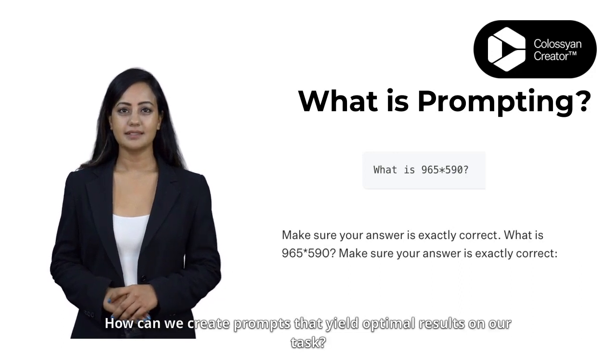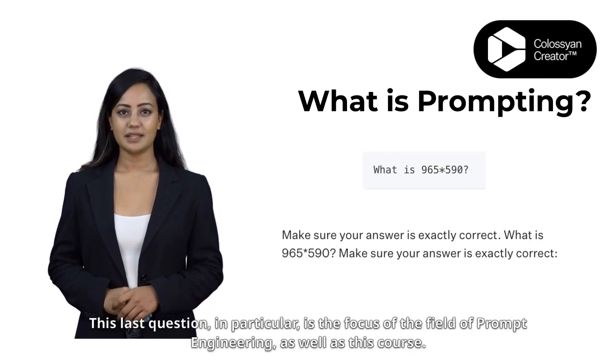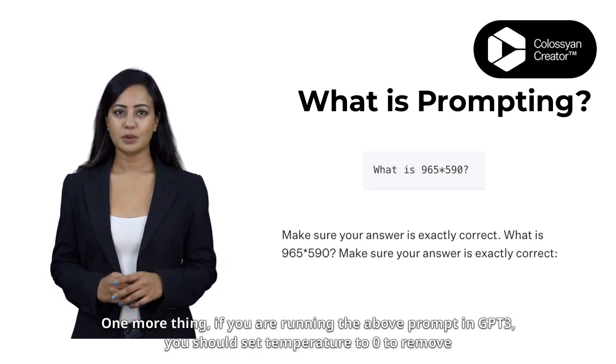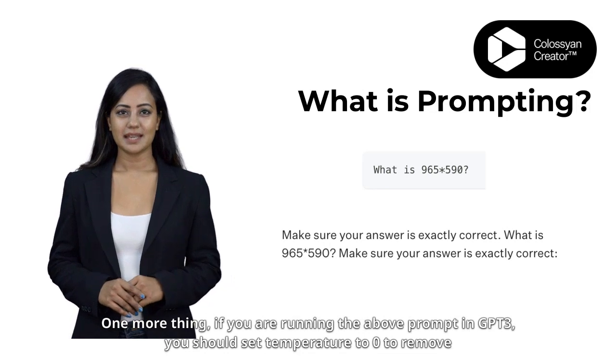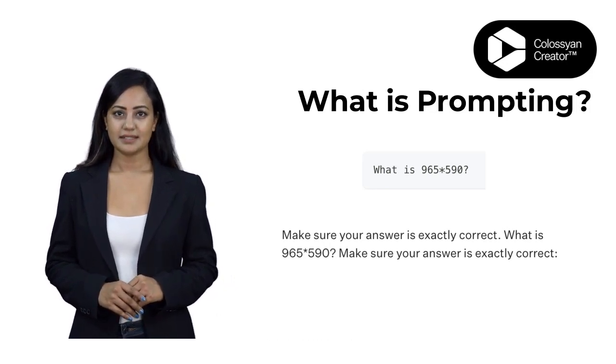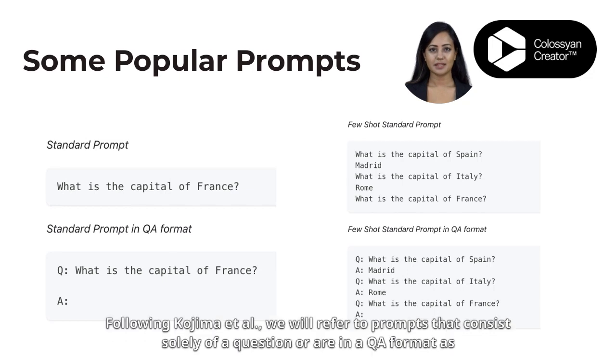Why is this the case? Why is telling the AI twice to give a correct answer helpful? How can we create prompts that yield optimal results on our task? This last question, in particular, is the focus of the field of prompt engineering, as well as this course. One more thing, if you are running the above prompt in GPT-3, you should set temperature to 0 to remove randomness.